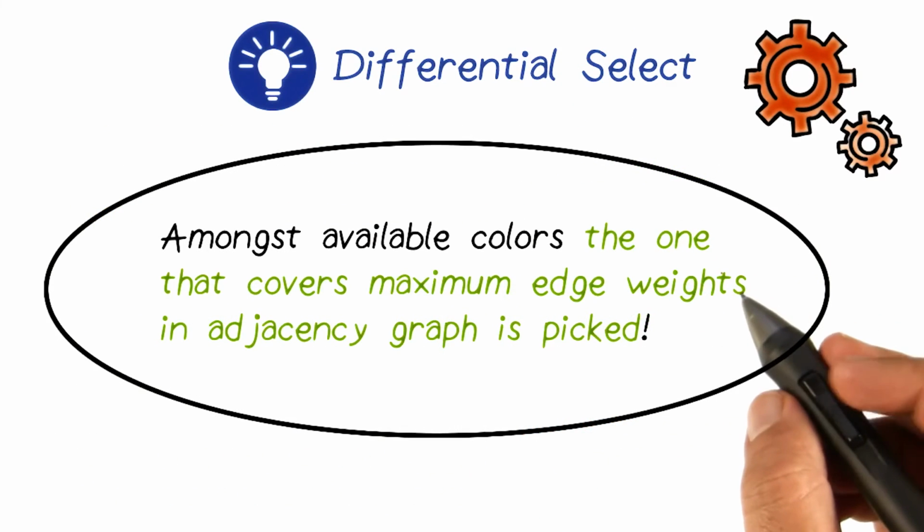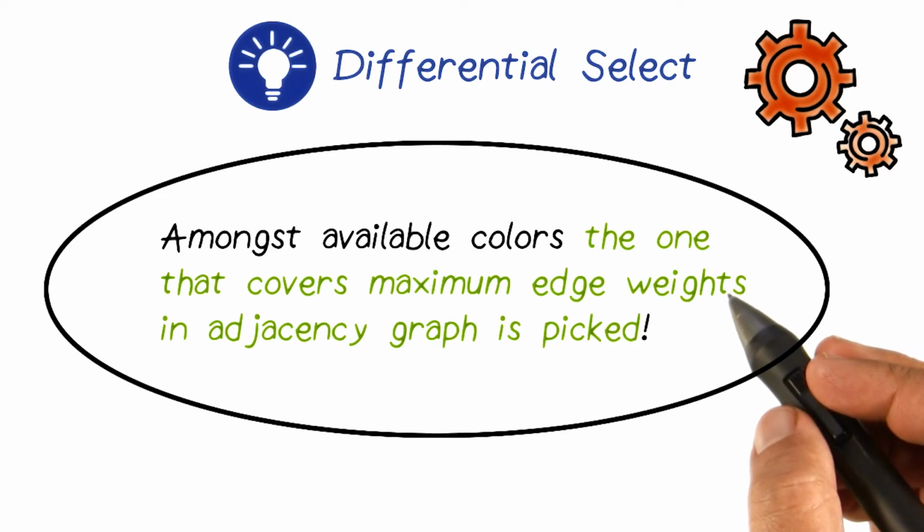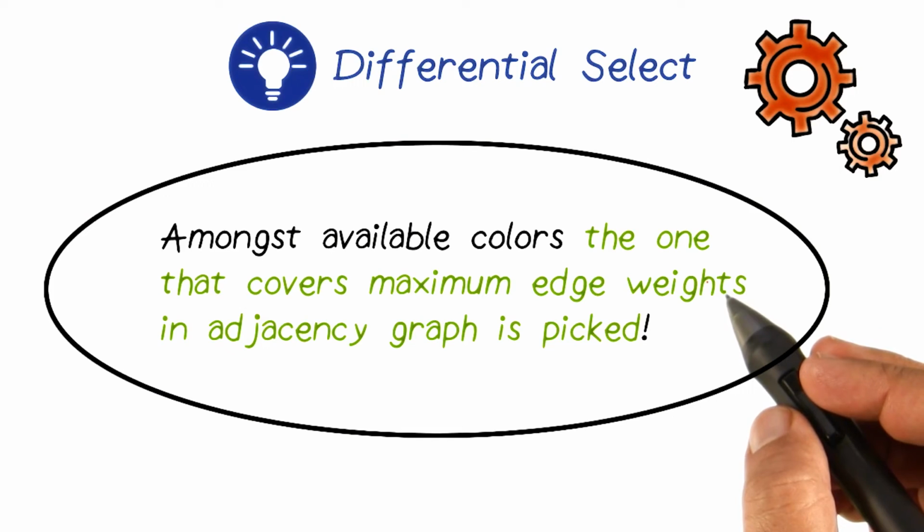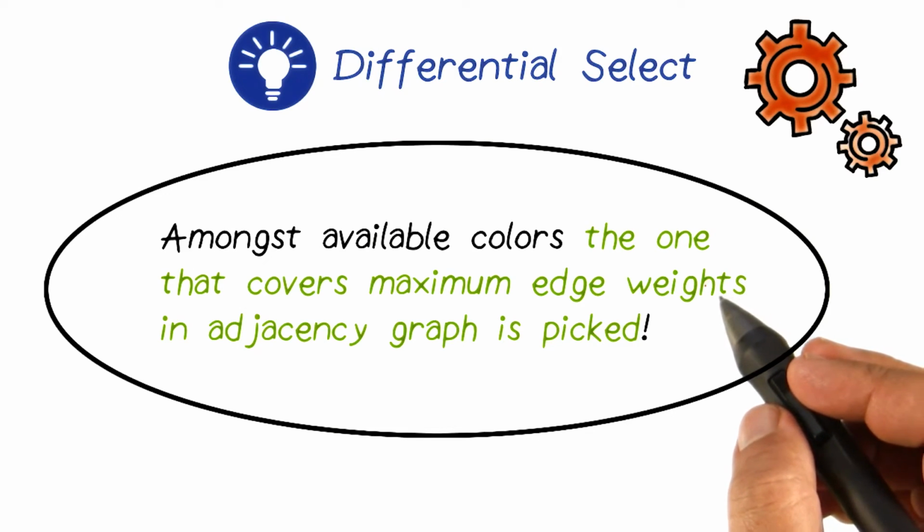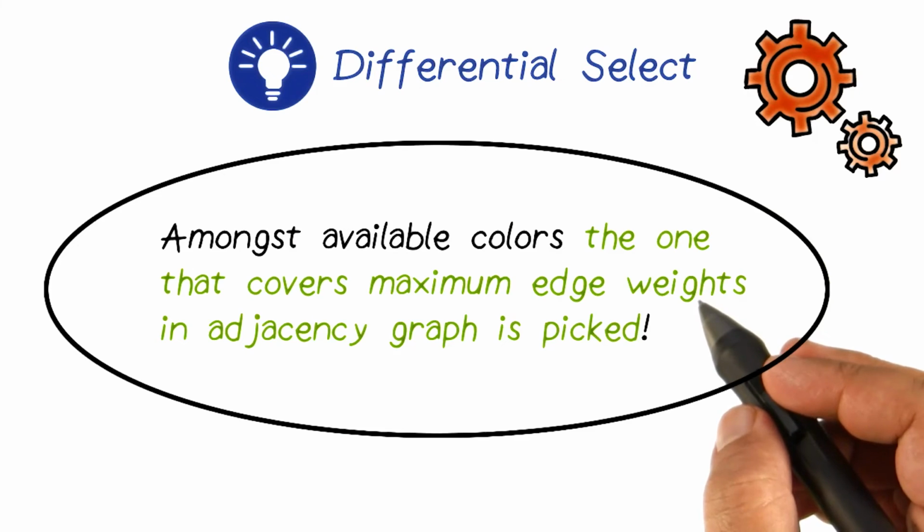So what is the most important thing that we are doing in this particular differential select modification of the Briggs coloring algorithm? Amongst different available colors, the one that covers maximum edge weights in the adjacency graph is the color that is picked in the select phase of the algorithm.